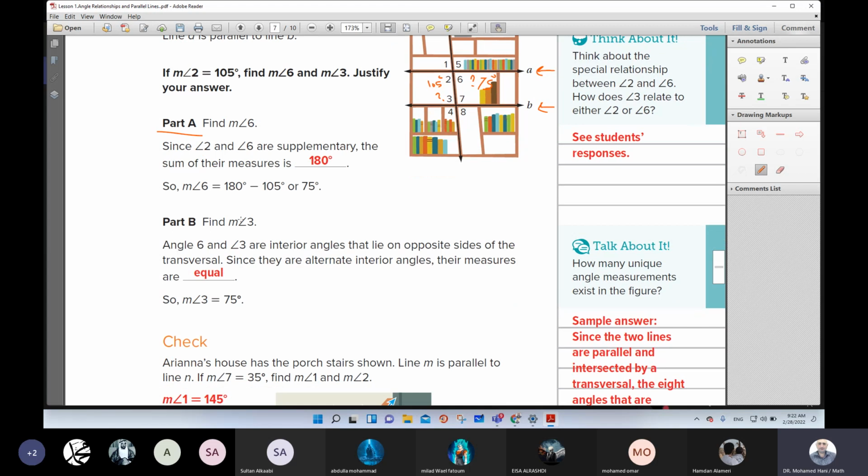Then, when you want to find the measure of angle 3, angle 6 and angle 3 will be alternate interior angles, so they will be equal. So if angle 6 is 75, angle 3 will also be 75.